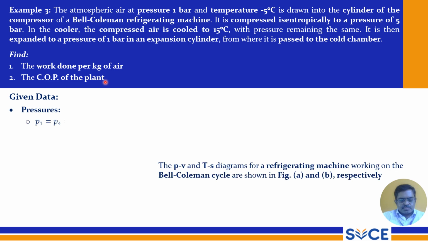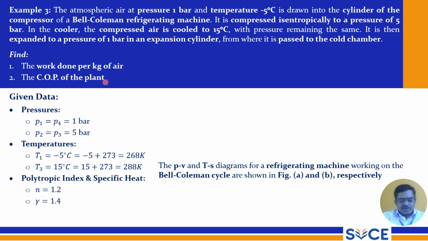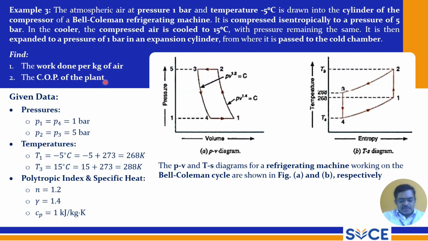The given data is P1 equal to P4 equal to 1 bar, P2 equal to P3 equal to 5 bar, T1 equal to 268 Kelvin, that is minus 5 degrees Celsius, T3 equal to 15 degrees Celsius, that is equal to 288 Kelvin, and the polytropic index n equal to 1.2, gamma equal to 1.4, Cp equal to 1 kilojoule per kg Kelvin.